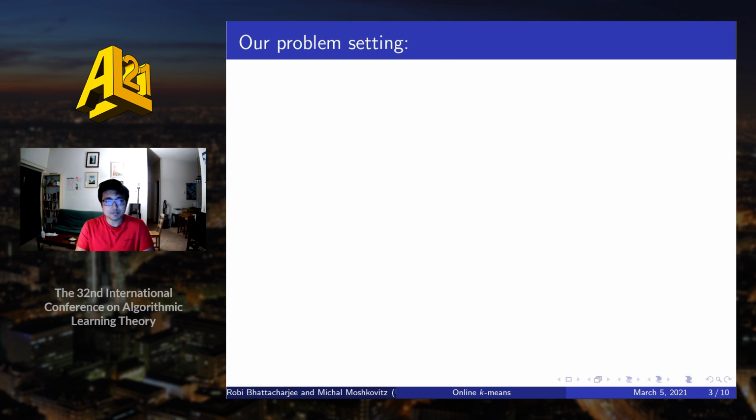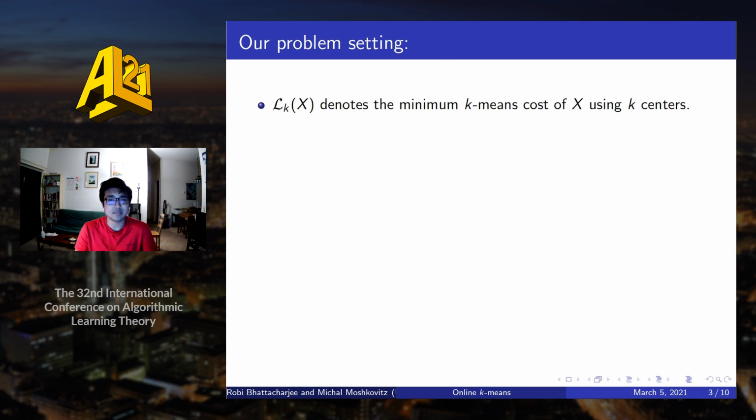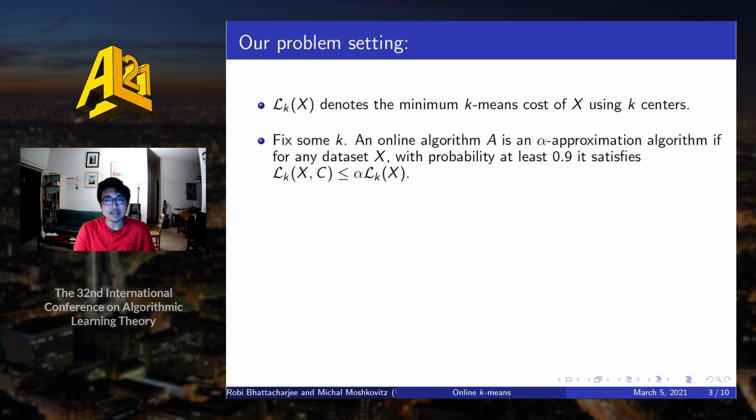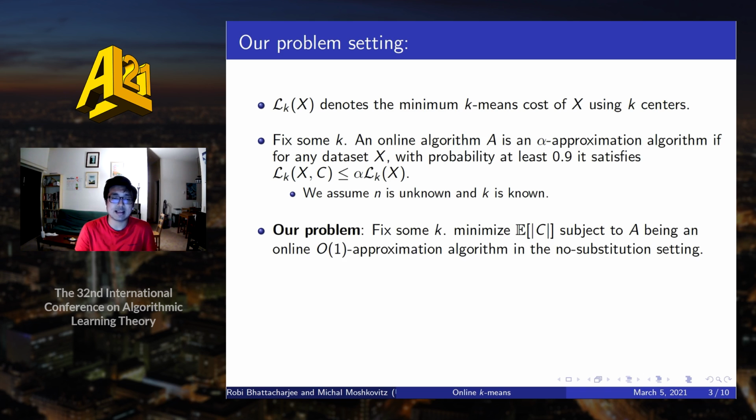So I'll be a little bit more precise about our particular problem setting. I'm going to let Lk of X denote the minimum K-means cost of clustering X with K centers. And for any K, I'm going to call an algorithm A an alpha approximation if for any data set, with probability at least 90%, it finds a clustering that has approximation factor at most alpha times the optimal. We're also going to have n, the number of data points, be unknown, so the algorithm has to be ready for the stream of points stopping at any given point. And k will be a parameter provided ahead of time.